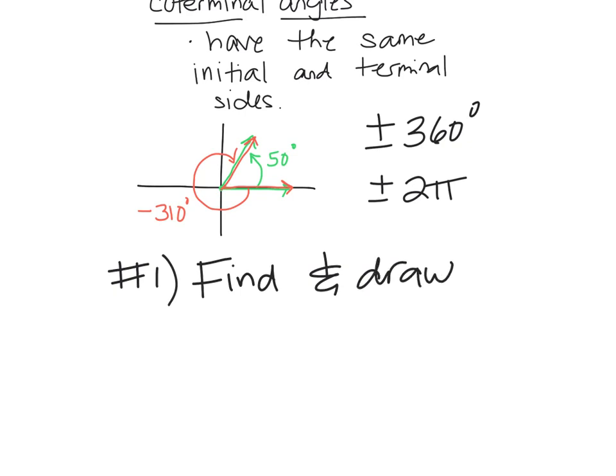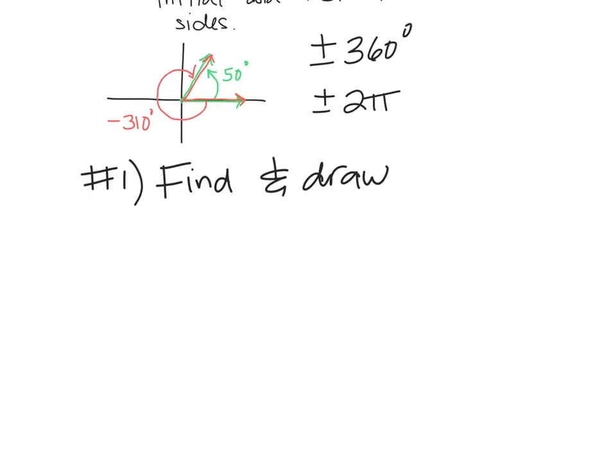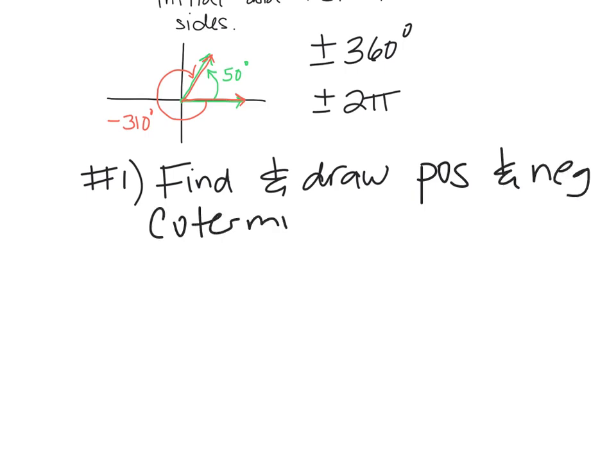I want you to get used to what these look like when you're going positive, negative, and the arrows and the directions and stuff. Find and draw. You're going to find two of them: a positive and a negative coterminal angle. Coterminal angles are going to be important later on. Right now we're just learning how to find them and what they are and get used to them.